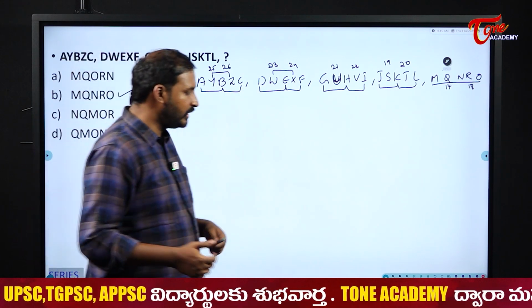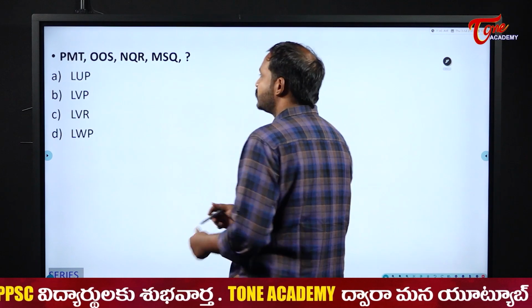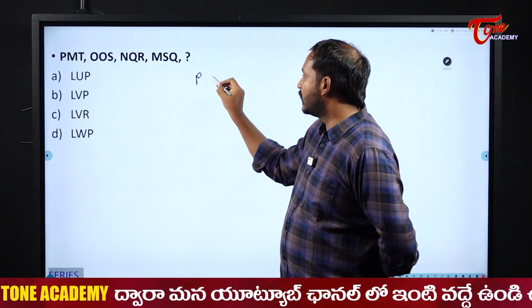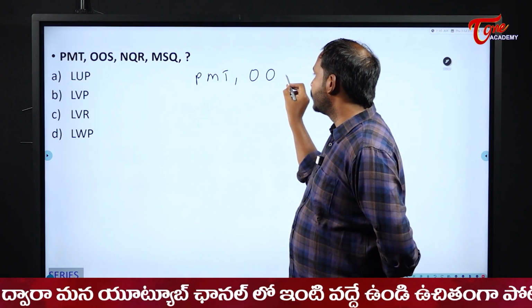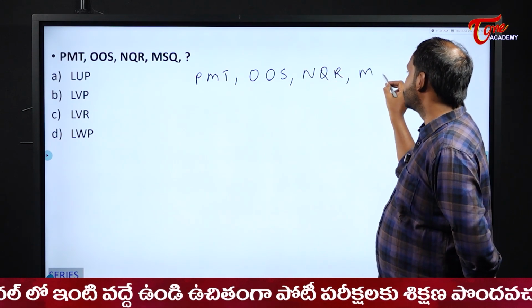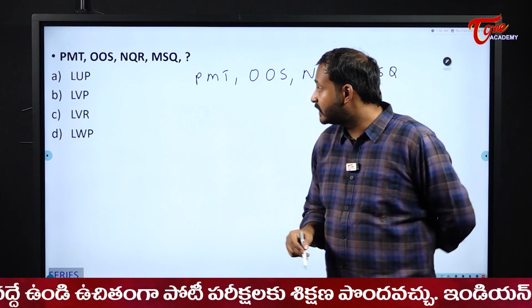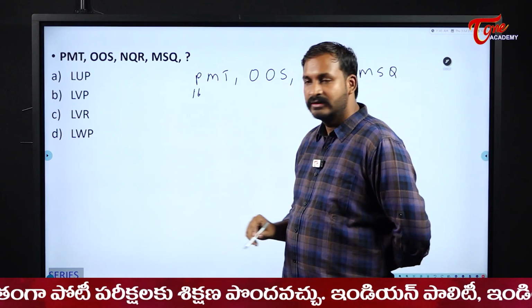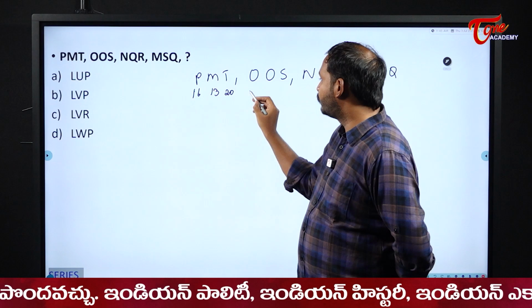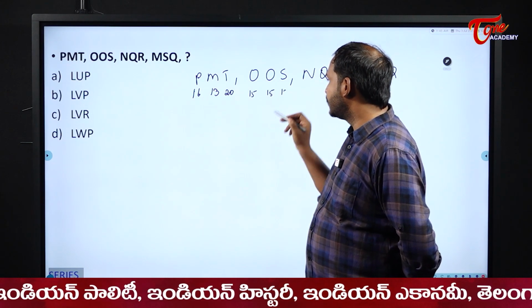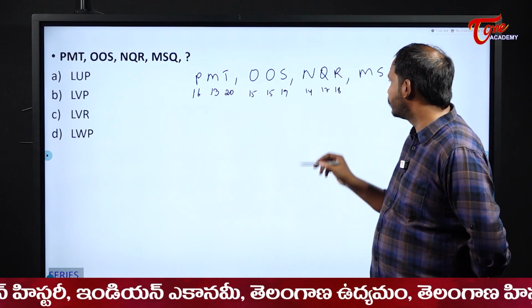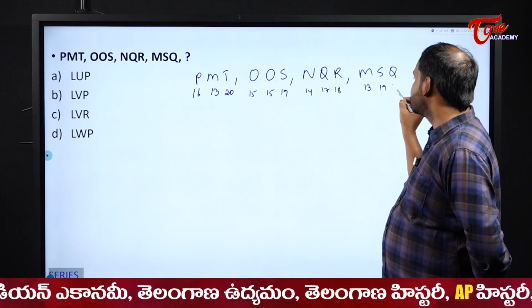Okay. Right. Next one. Now see here PMT, OOS, NQR, MSQ. So P, M, T, O, O, S, N, Q, R, M, S, Q. Now please observe here, what is P? 16th alphabet. What about M? 13th alphabet. T is 20th alphabet. Okay. Next O, 15th one. O, 15th. S is 19th alphabet. Next N, 14th alphabet. Q is 17th. R is 18th alphabet. 13, 19 and 17.